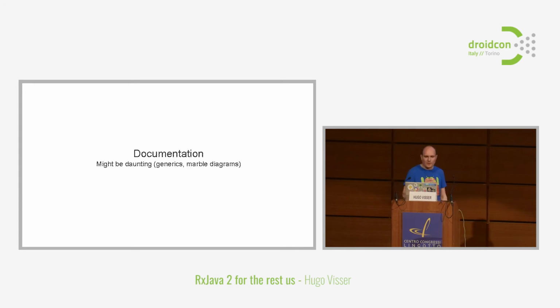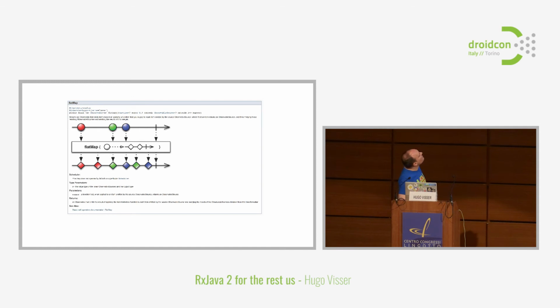And then we have documentation. And the documentation is actually pretty complete, but it might be a little bit daunting. For example, if you look at the Java doc, we get this. There's a lot of generics, and then there's this funky diagram. If you have never seen this, it's called a marble diagram. And this diagram, its purpose is to explain to you what this operator is doing. So this particular operator is called flatmap, and what it does, it takes an event and turns it into a new observable. And you can see this from the diagram.